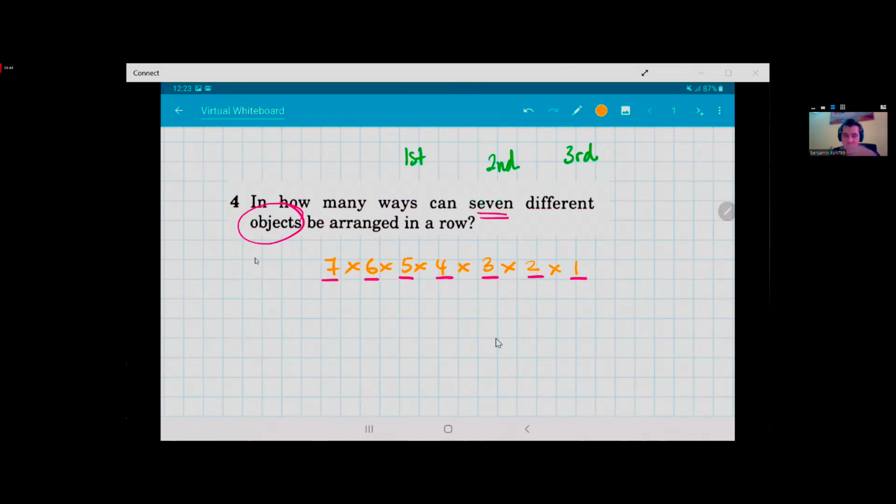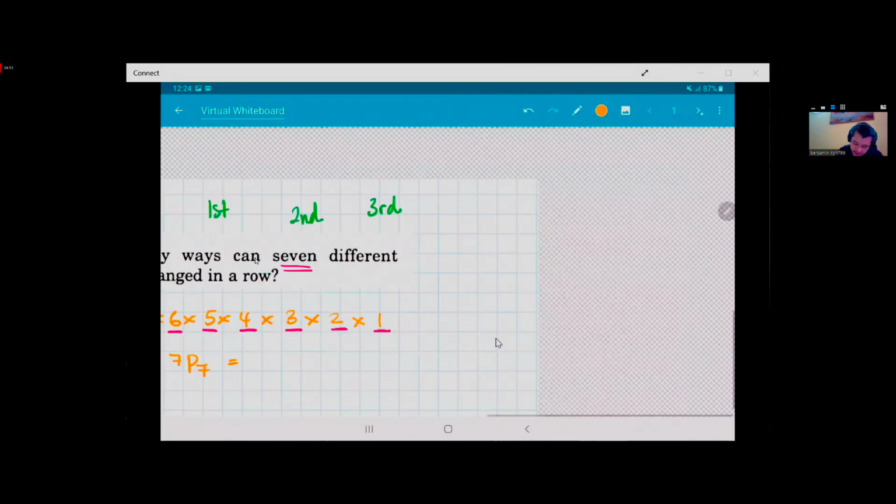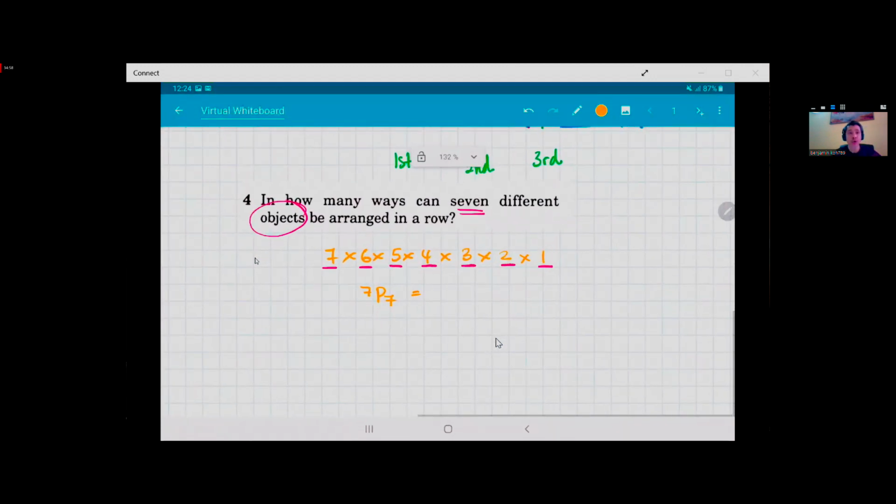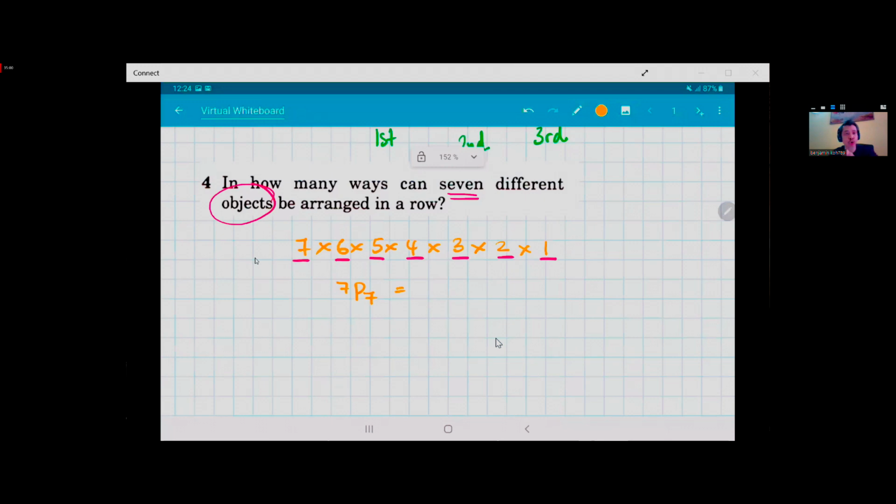But if you use the nPr method, then I will just say 7P7. Boleh faham? Why 7P7? Well, because 7P7 maksudnya 7 objek dan 7 ruang. So 7 objek disusun ke dalam 7 ruang. 7 objects arranged into 7 empty spaces. So you just press your calculator for 7P7. If you count correctly, your answer you get here will be 5040, and that's done. 5040. Can you understand that?